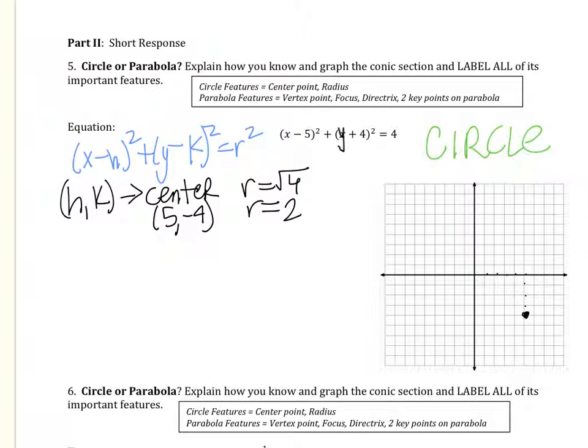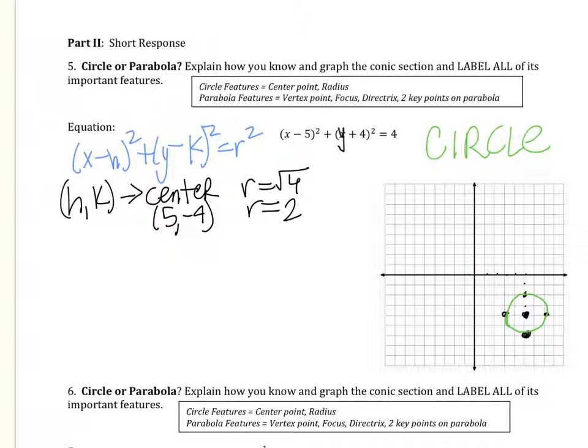Try my best to get a center point there. And my radius is 2, so I'll go out 2, up 2, left 2, and down 2. Sorry, my points aren't turning out very well. And then when I connect those 4 points, I can make a circle.